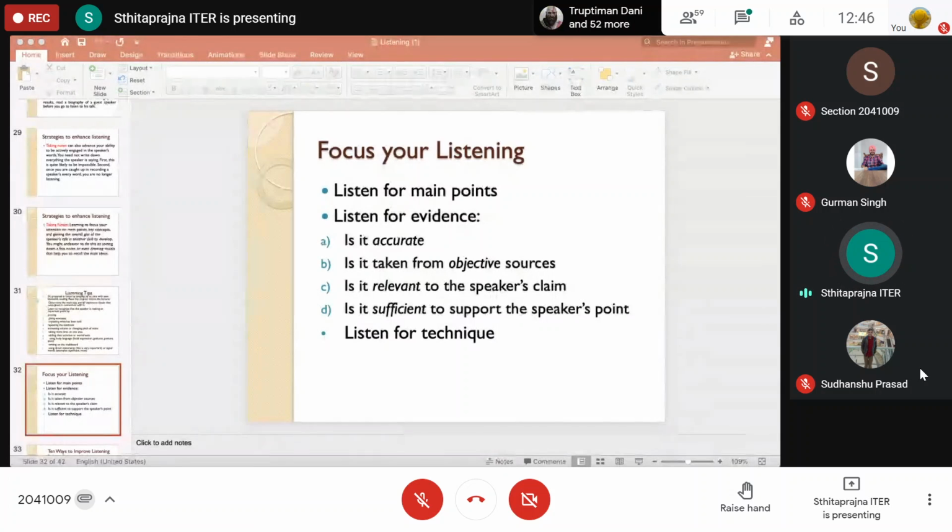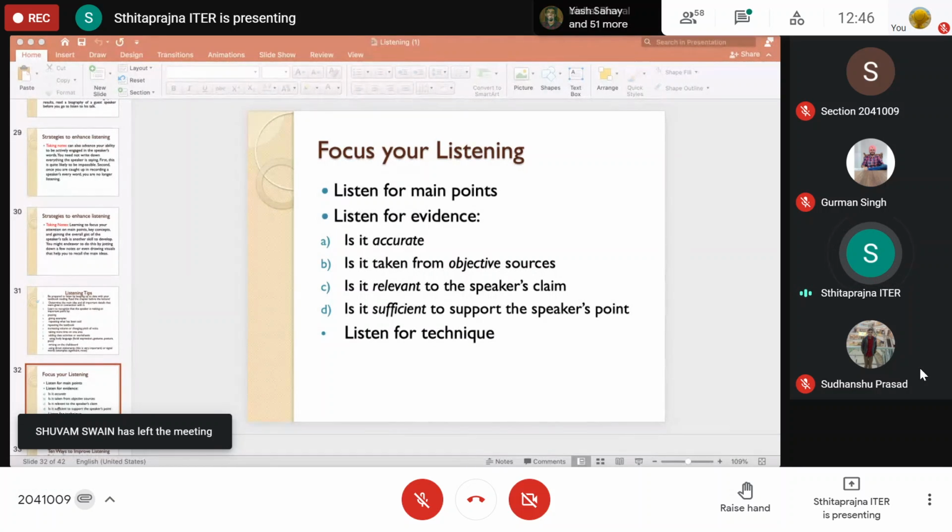Number two, to enhance your listening, you need to take notes, because listening goes with note taking. Both of them go together and you can't separate them ever. So if you're not taking notes, that means you're not listening. You're not a good listener. And note taking doesn't mean writing everything.